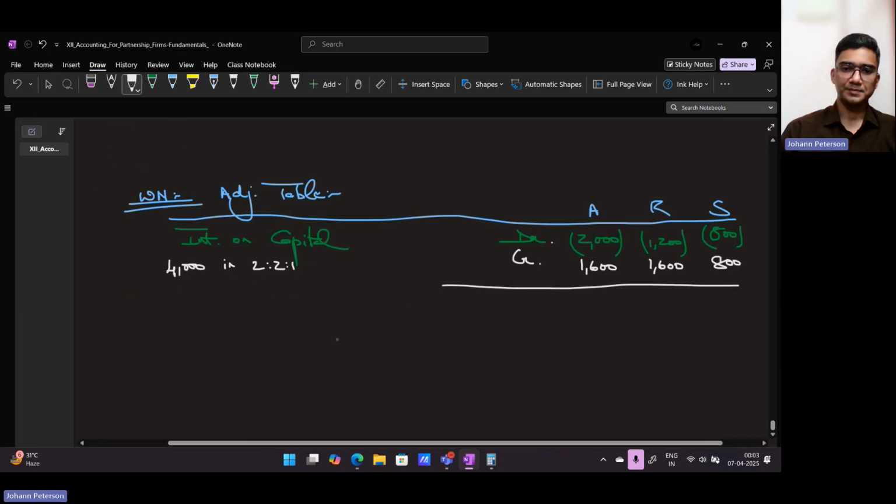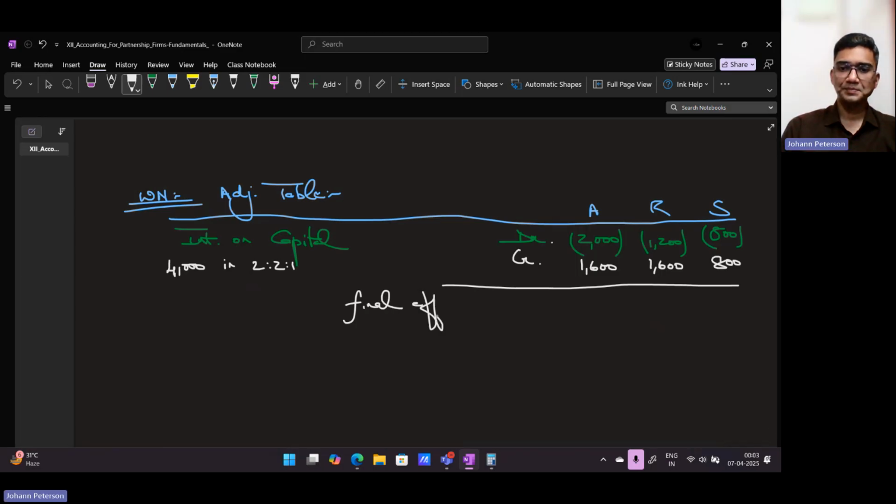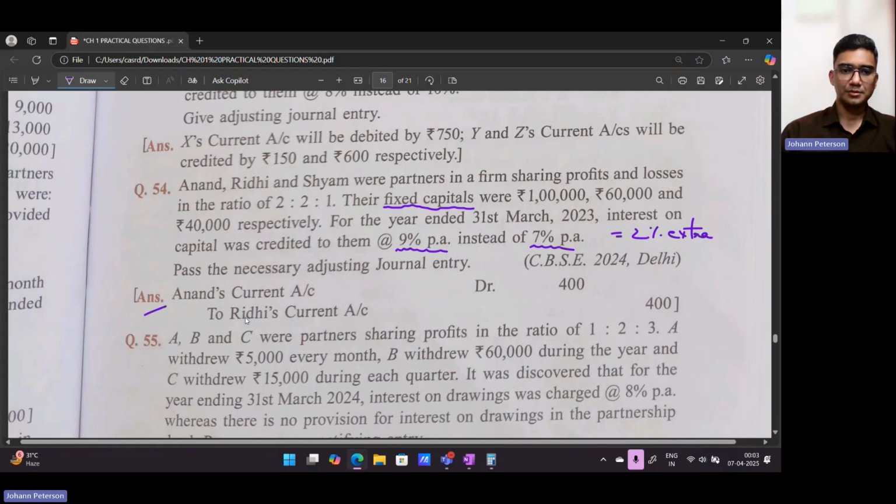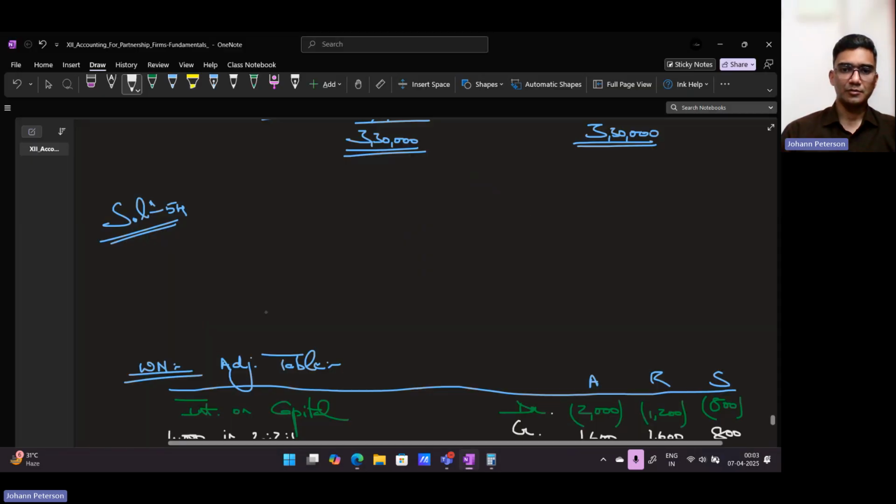So my final effect is going to be 2,000 minus 1,600, which is 400 in minus. So this will be debit. This will be 1,200 and 1,600 makes it 400. This will be plus, and this will be nothing. So my entry becomes R's, no, A's current account debit to R's current account. Let's check it. A's current account to R's current account, amount is 400.